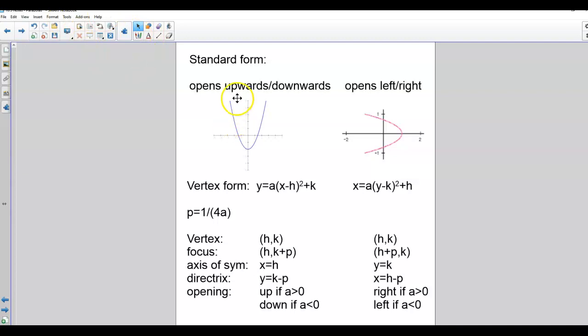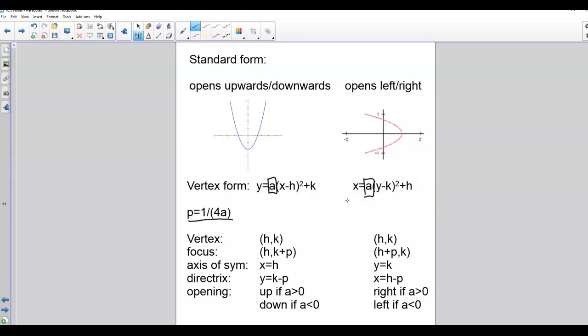First of all, a parabola that's going to open upwards or downwards, these are the ones that you're most familiar with probably. They are going to be y equals equations. If they open left or right, they're going to be x equals equations. And for all of these, you're going to see this letter P used. And to find P for either one of these, we would be looking at 1 over 4a, with a being this number right here.